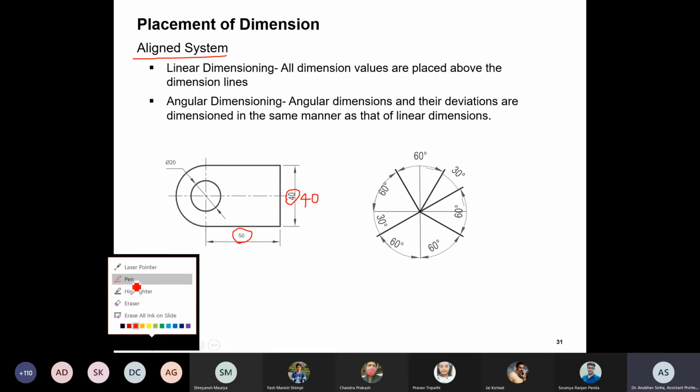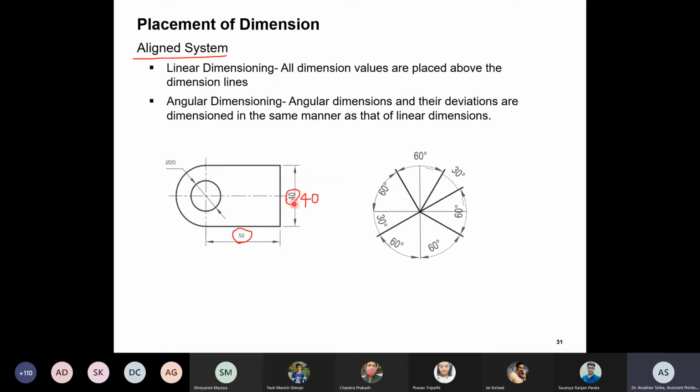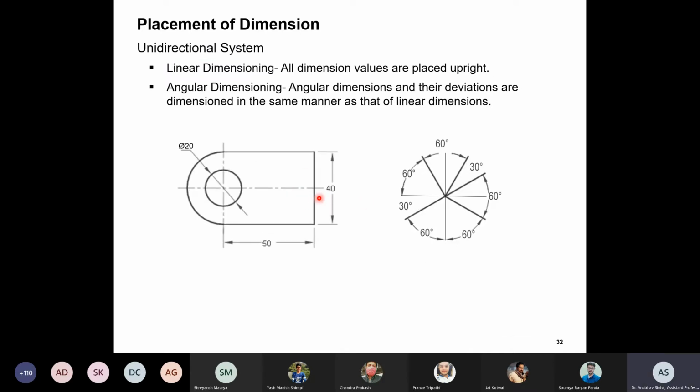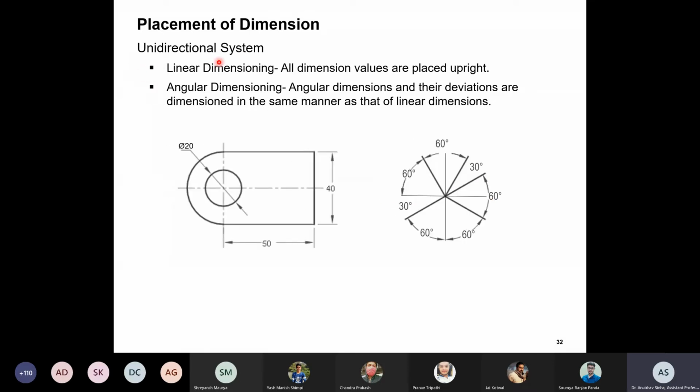If I go to the unidirectional system, then I will break this line and write in the middle, and these are placed upright. If you see the last slide, they are rotated by 90 degrees to align with this line, but here all of these are written upright. Upright means like this. For angular dimensions also, in the last slide they were all rotated in the aligned system, but in the unidirectional system I'll write them upright. That is the difference between these two systems, in how you write the dimension.